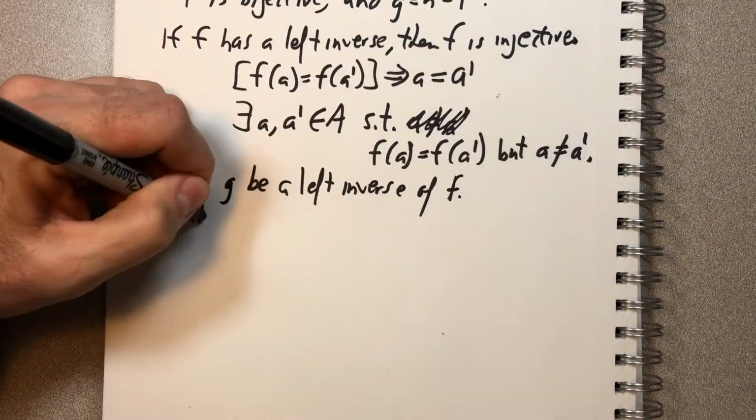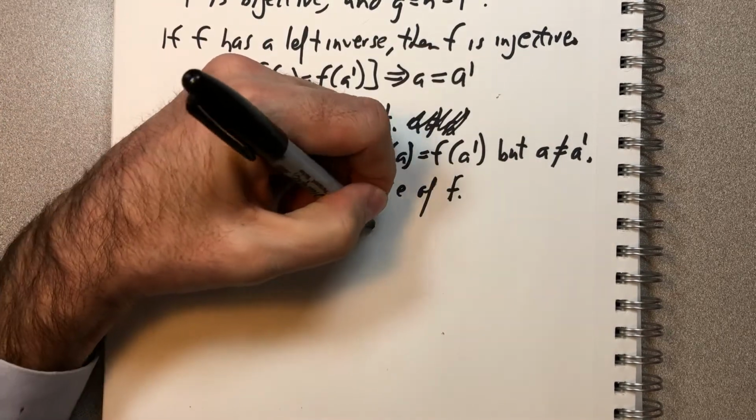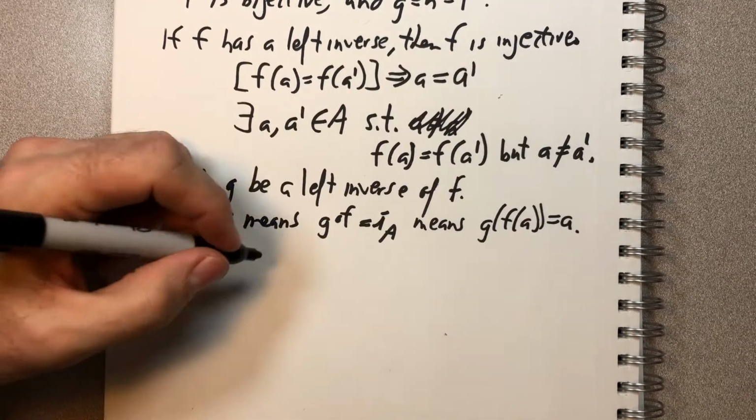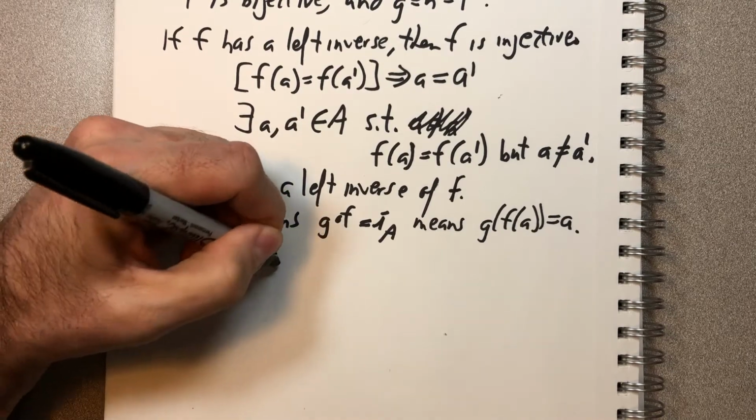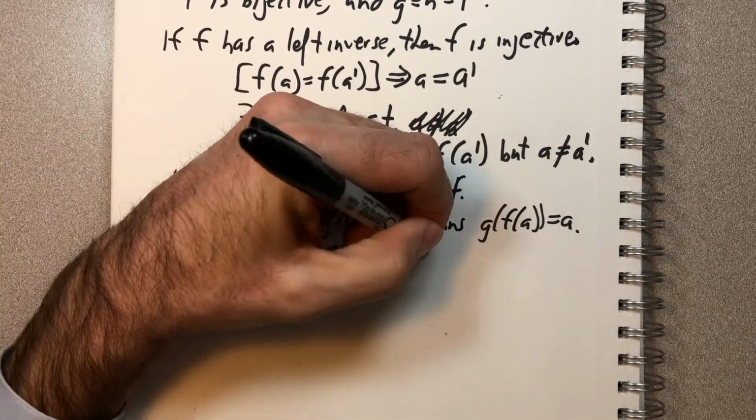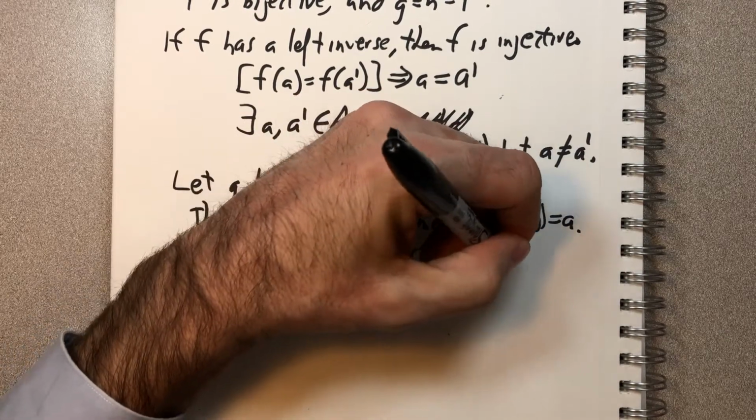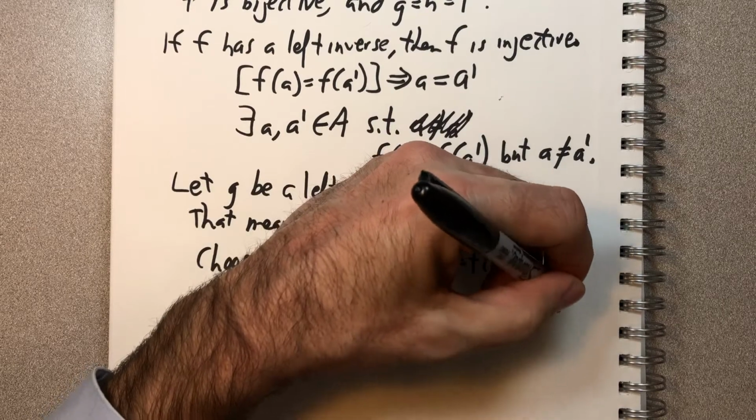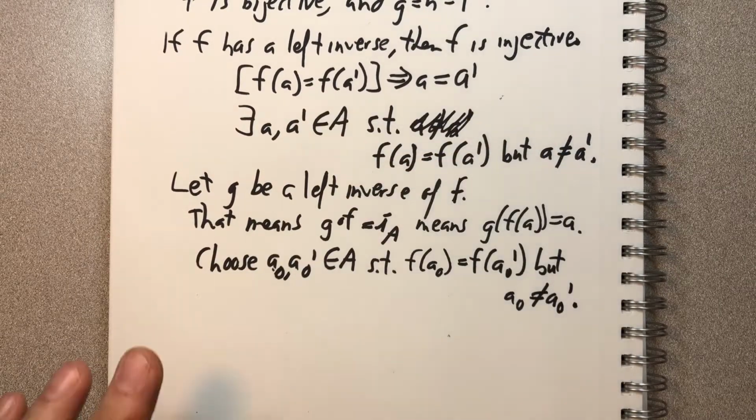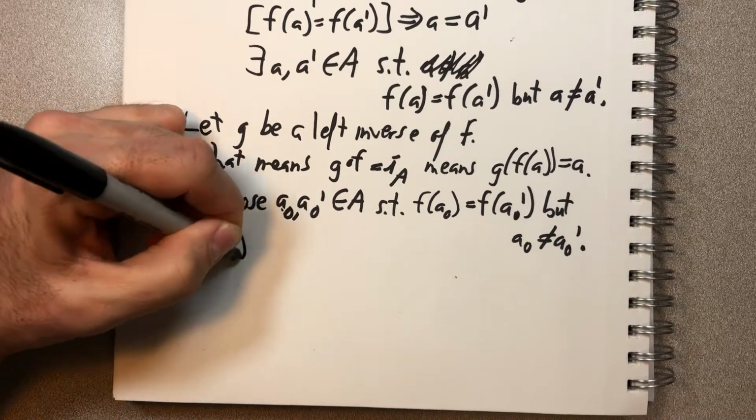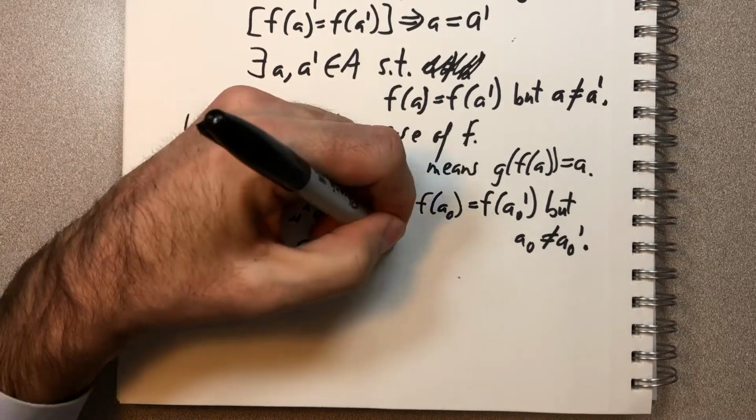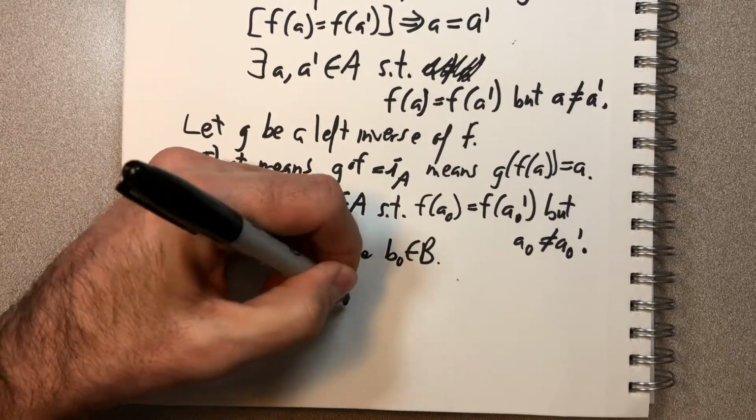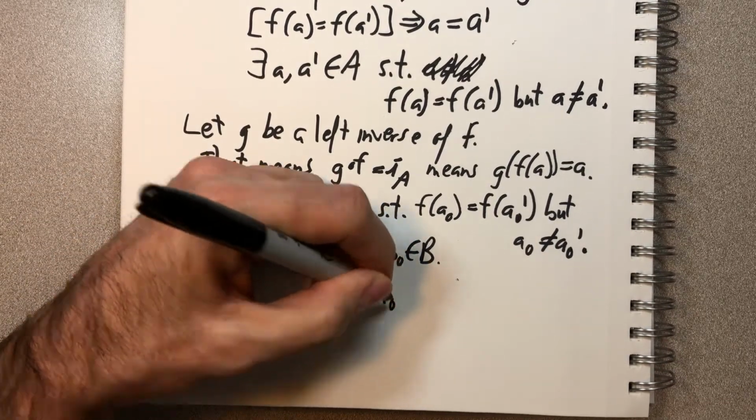That means that g circle f equals the identity of A, which means that g of f of a equals a. Okay, so choose an a sub 0 and a sub 0 prime of A such that f of a0 equals f of a0 prime, but a0 does not equal a0 prime. Now, f of a0 equals b0 for some b0 in B. And since g is the left inverse of f, that means that g of b0 equals a0.